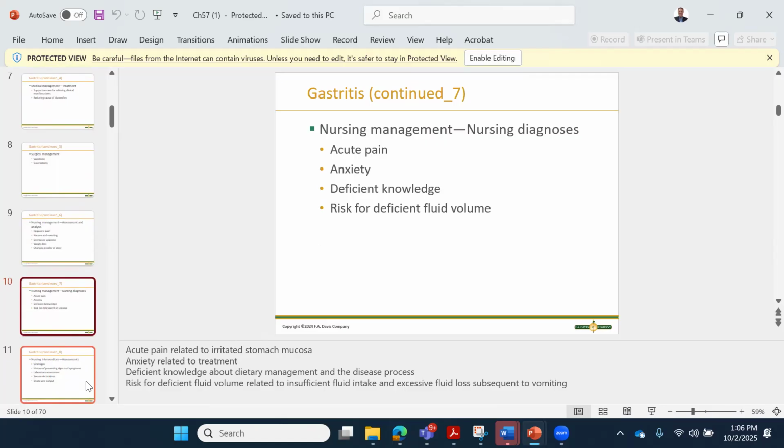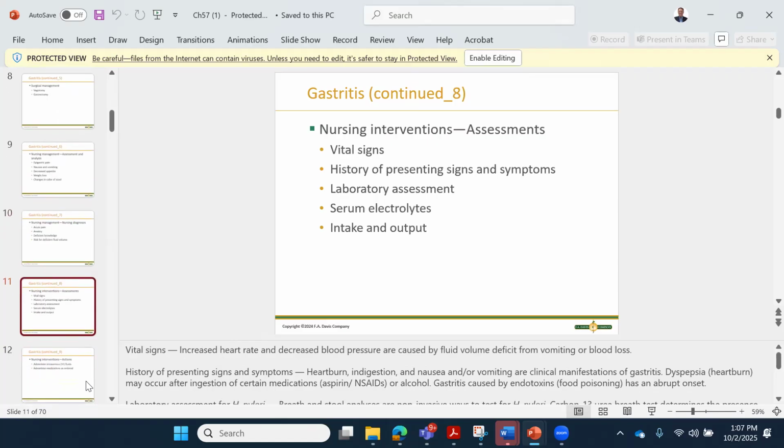Also, you want to think about nursing diagnoses such as acute pain, anxiety, knowledge deficiency, and risk for deficient fluid volume. Sometimes the deficient fluid volume may be related to things like vomiting and diarrhea, but other times the fluid volume deficiency may be related to insufficient intake because the person may have a sense of discomfort when they're taking food in, or they could just have general malaise and not have the urge to take fluid in.